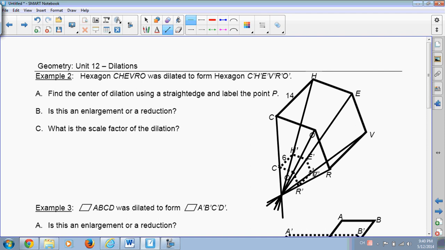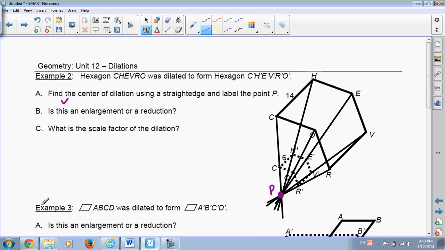V goes through V prime, R goes through R prime, E goes through E prime, O goes through O prime, H goes through H prime, and C goes through C prime. So the one point that they share, this is on the outside, right here, is your center of dilation. So this is point P.